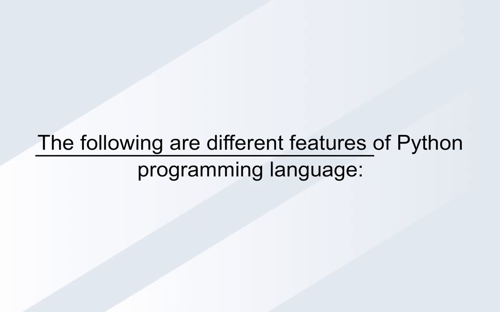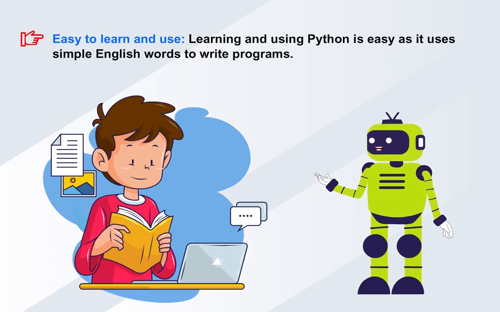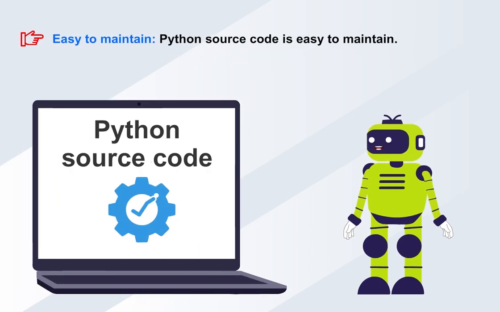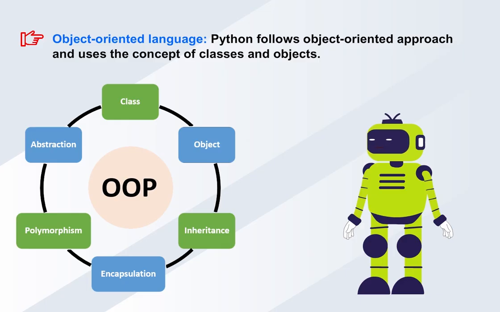Features of Python. The following are different features of Python programming language. Easy to learn and use. Learning and using Python is easy as it uses simple English words to write programs. Easy to maintain. Python source code is easy to maintain. Object-oriented language. Python follows object-oriented approach and uses the concept of classes and objects.